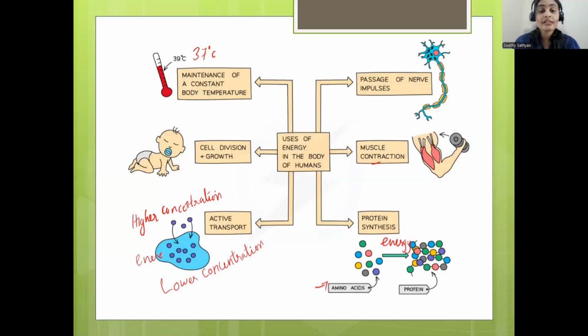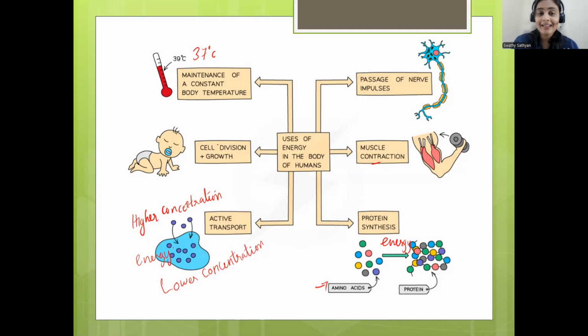Energy is a must, required for transporting substances from the higher concentration to the lower concentration. So only with the help of energy can substances be transported.